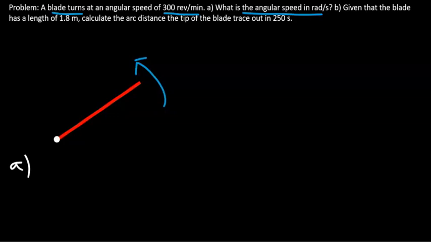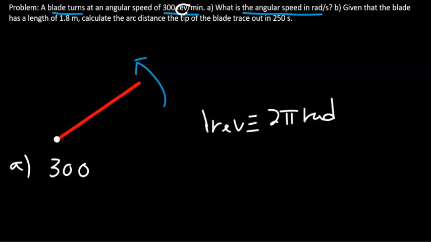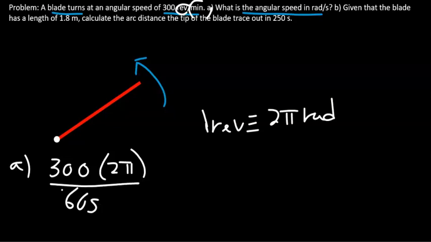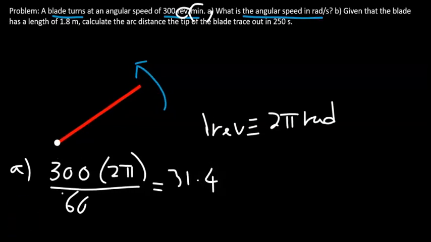We know the angular speed in rev per minute, that is 300. So let's change a rev into radian. So 1 rev is 2 pi radian. So that means you have to multiply the top with 2 pi. Now you have to change minute to seconds. And each minute contains 60 seconds, which will give you 31.4 radian per second.